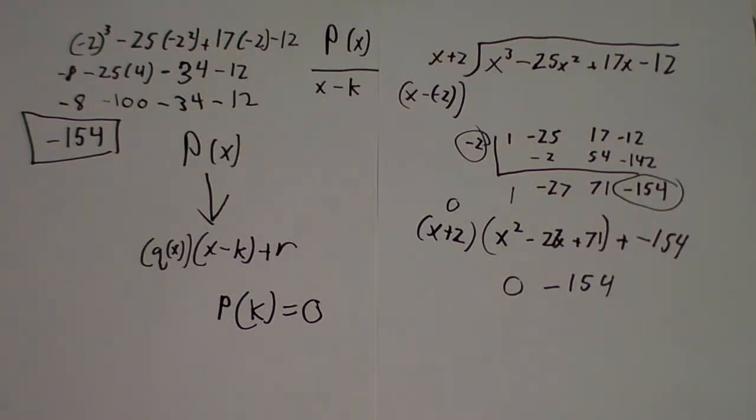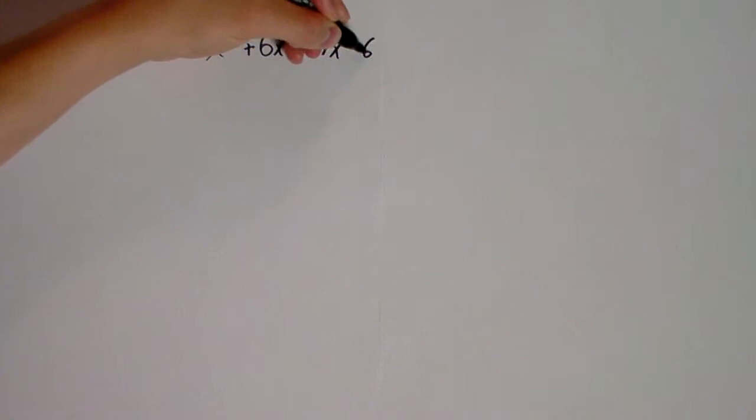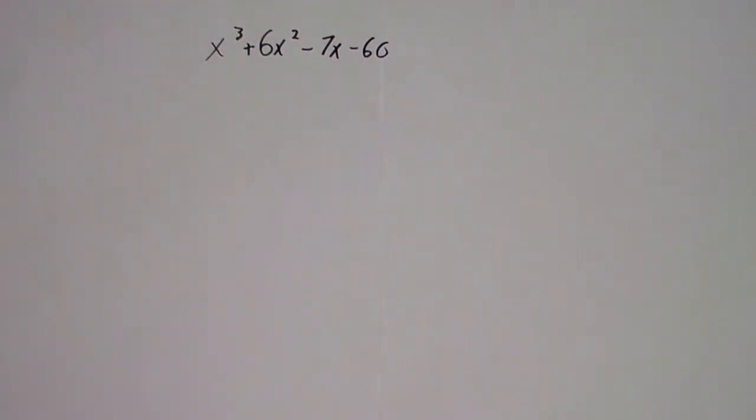But it doesn't stop there either. Alright, suppose we're given the polynomial x to the third plus 6x squared minus 7x minus 60, and we're told to factor this thing. Well, we can look at it for a minute, see if there's any way to factor it by grouping or by any other method. It's going to be pretty hard to factor this.